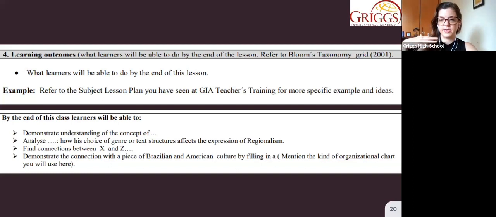They learned about it and now they're able to explain. They're able to write about this. So what are they able to do when the class finishes? They go out the door. What are they able to do now that they were not able to do when they started the class? Okay, that's the learning outcomes.